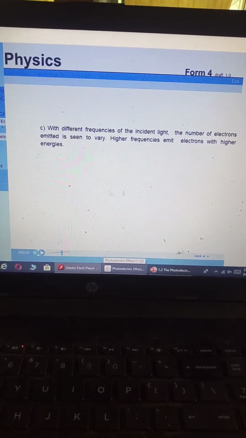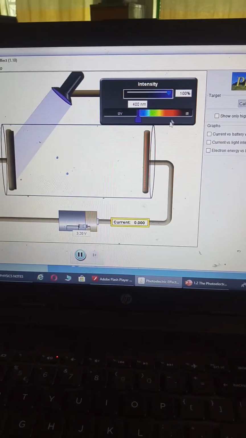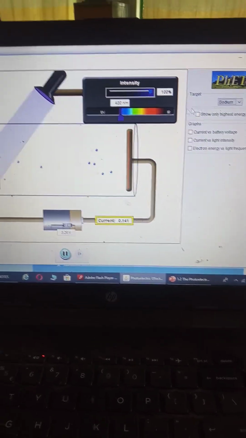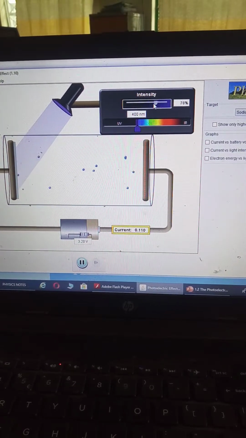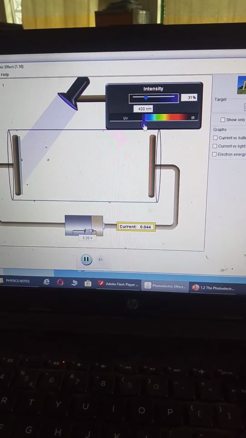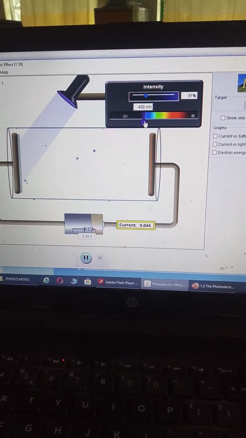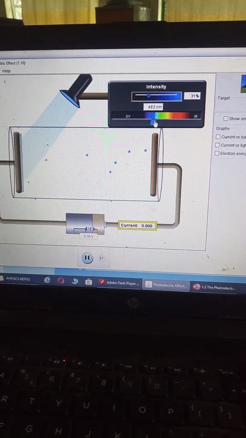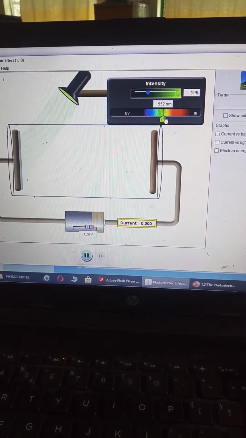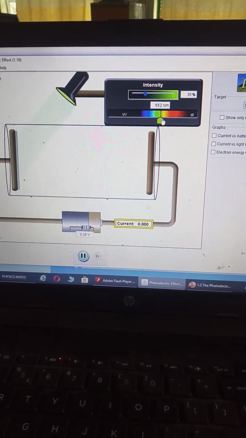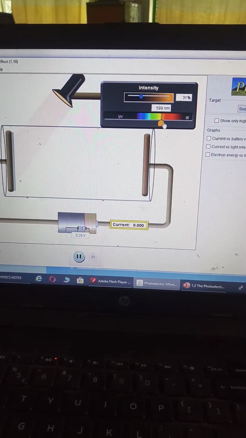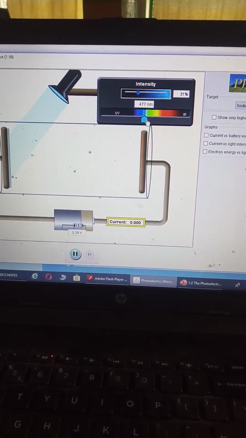Different frequencies of light. With different frequencies of light, we turn back to sodium. We have sodium there, and we have the intensity there. I want now to adjust the frequency by adjusting the wavelength. We adjust the wavelength, 463 nm. Look at that. As we adjust the wavelength, the number of electrons is reducing. At this color, see that? At this point, no electrons will be ejected. But if we go to here, electrons will be ejected.